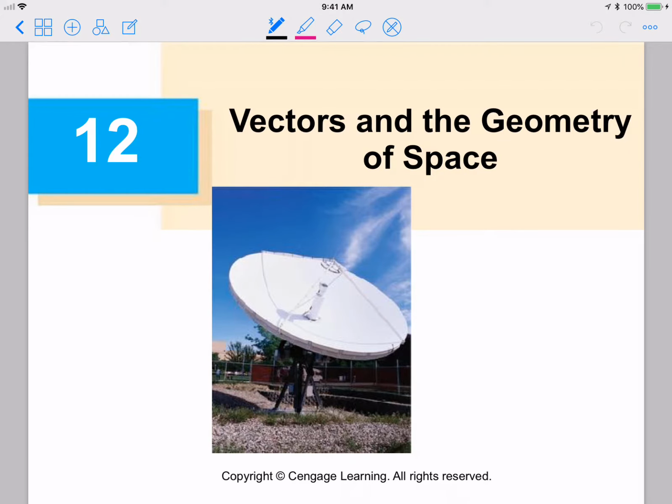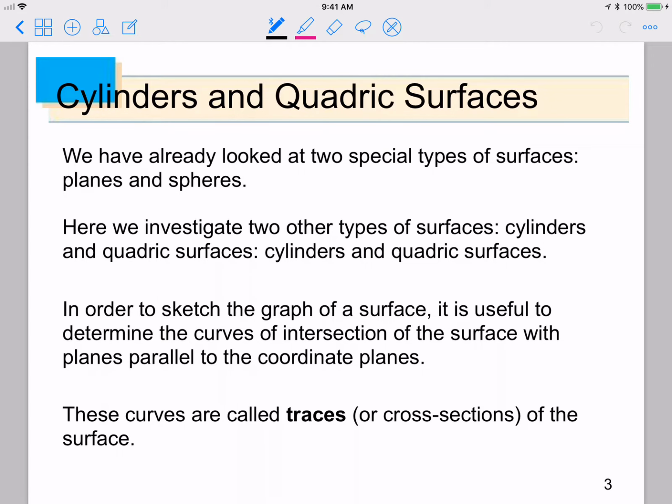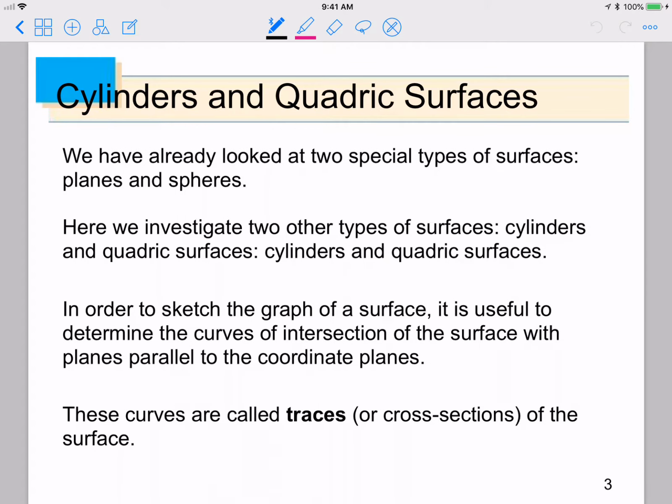Okay, so let's talk a little bit about cylinders and quadric surfaces. This is a follow-up to, by the way, section 12.6, a follow-up to the two types of surfaces we've already looked at. We've looked at planes and we've looked at spheres, and we had general formulas for the equation of a sphere.